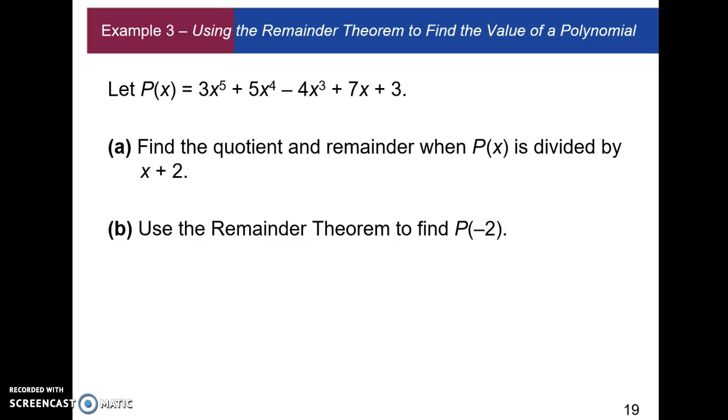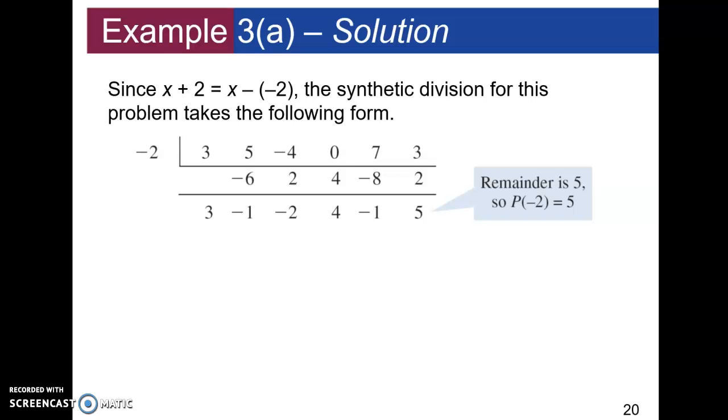So here we have a polynomial p, and it is being divided by the factor x plus 2. We're going to practice dividing first, and then we're going to show that the remainder we get when we divide, either long division or synthetic, will give us the same answer as when we substitute the 0 of that divisor, -2, into the polynomial function.